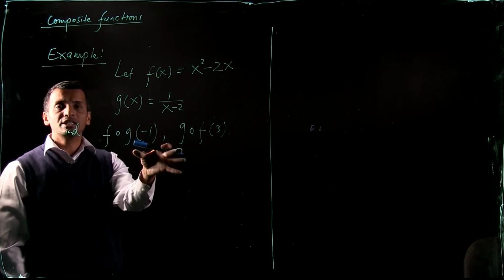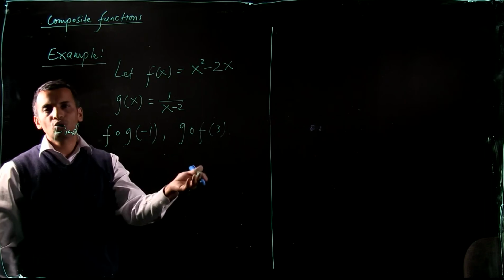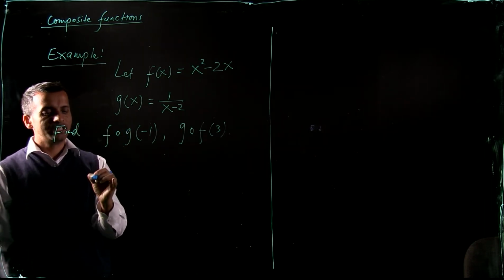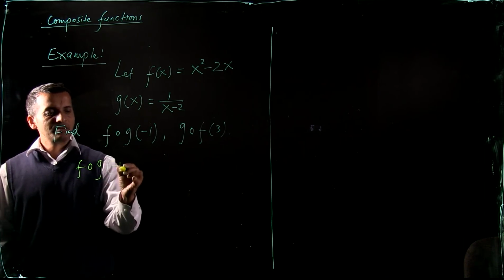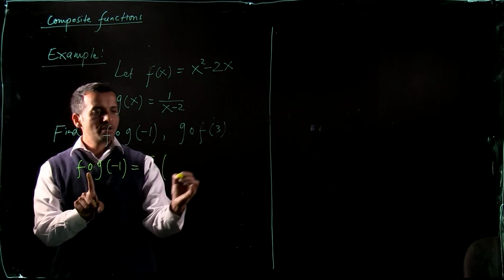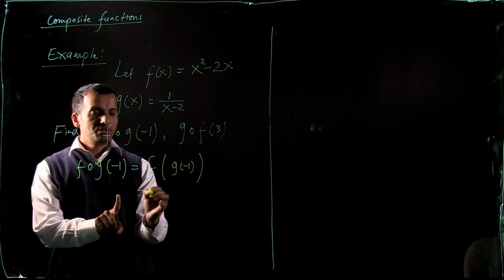I will show this in 2 different ways. One way is easier, or shorter, than the other. So let's find out the easier way first. f composite g, so it is f o g at -1. This is the same as f, and instead of o you write a parenthesis, and then g at -1, right?